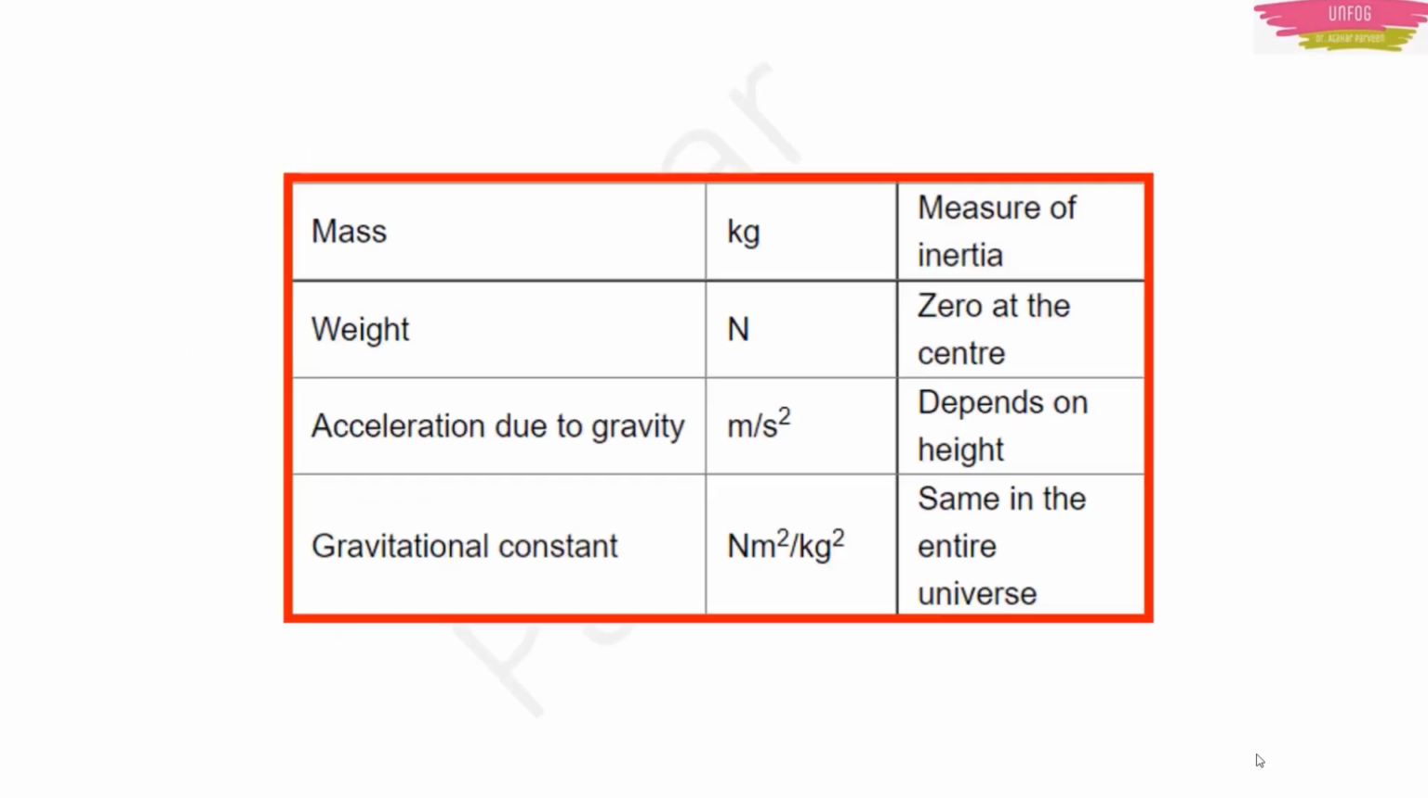Now just a quick recap, and these are very important points. We told that mass is a measure of inertia, and weight is 0 at the center of the earth. And weight is force. It is related to mass as mass into gravity. This acceleration due to gravity, small g, has the unit meter per second square and it depends on height. Then the gravitational constant, we told it is the same in the entire universe. That's why it comes out from the universal law of gravitation. And one very important point is that the unit of weight will be Newton because it is force.